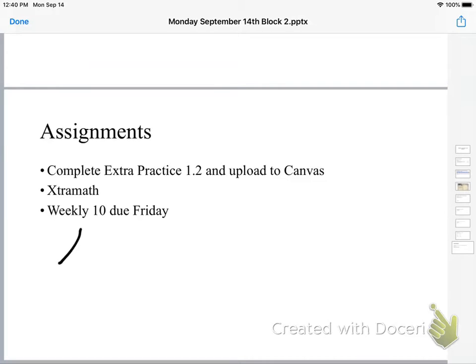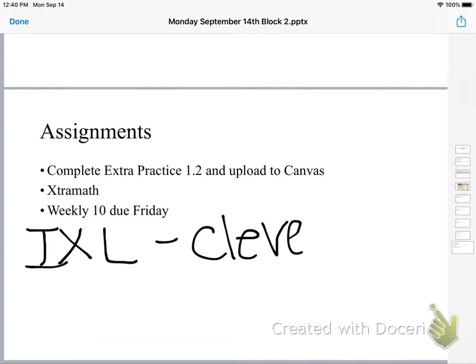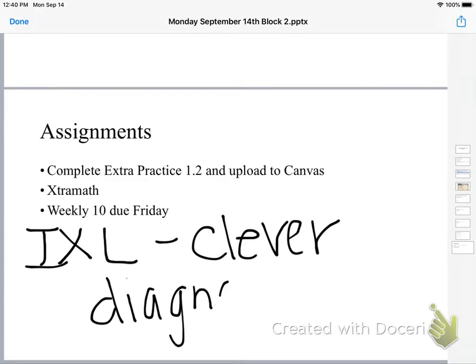Additionally, we looked at IXL on Clever, and you will need to do the diagnostic by Thursday. So we're not having small group this week. In the afternoon, you're going to be working on this diagnostic for IXL, which is in Clever. If you have any questions, of course, you can email me.